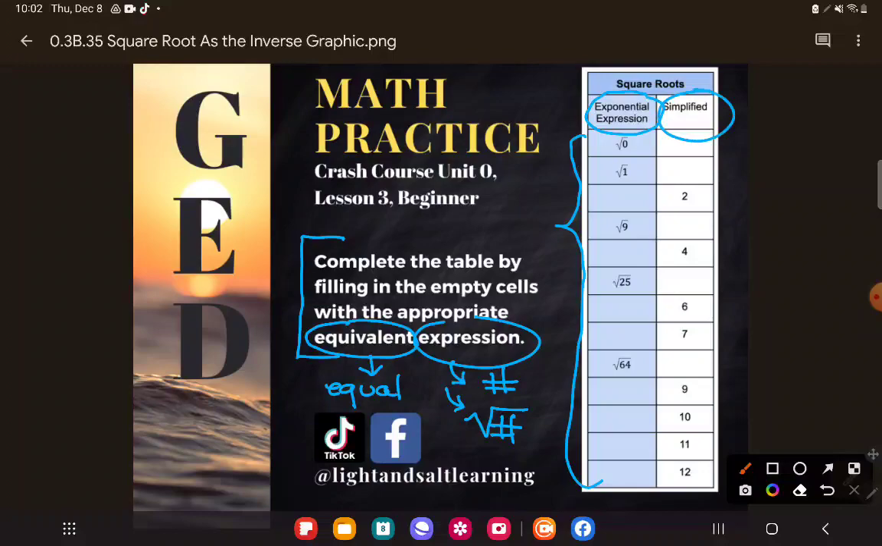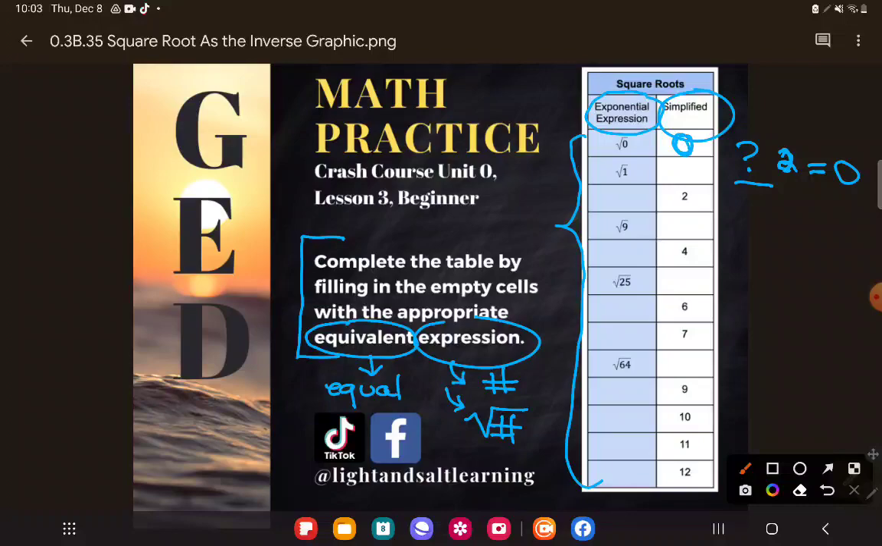So first one, we see this exponential expression, this square root of 0. And I want to go ahead and simplify this. So what is the square root of 0? Well, what I'm asking when I ask the square root of a number is I'm saying, what number? I'm going backwards from squaring. What number squared would equal 0? Well, that one's simple. Of course, what number squared would equal 0 is 0. 0 times 0 is 0.